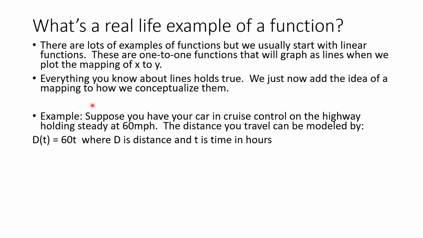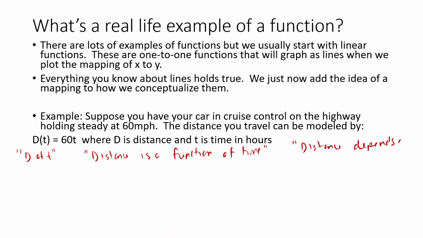Suppose you have your car in cruise control on the highway, holding steady at 60 miles per hour. The distance you travel can be modeled by d of t. So going back to that notation, that is d of t, and what it means is distance is a function of time, okay? Or distance depends on time. That's what that means, where d is the distance and t is the time in hours.